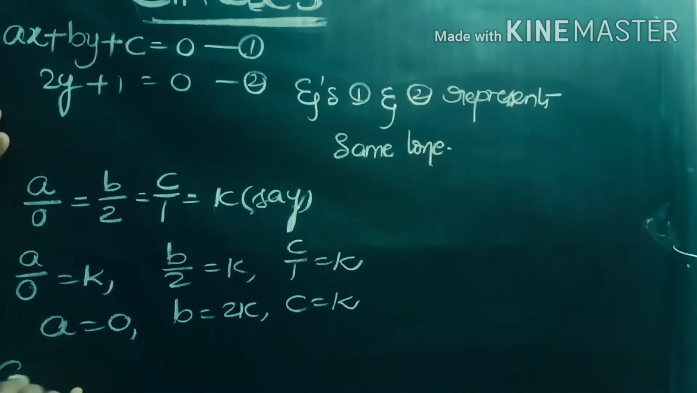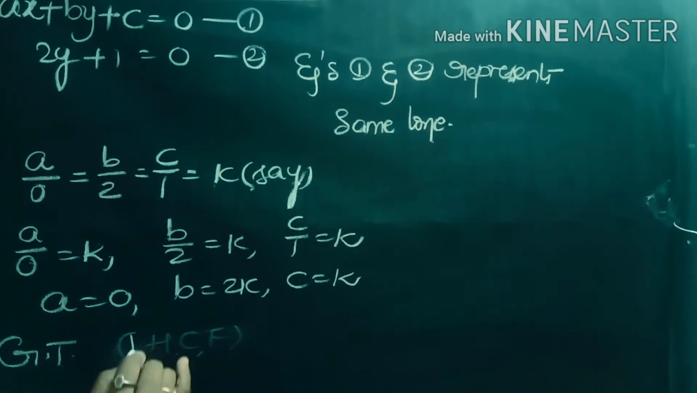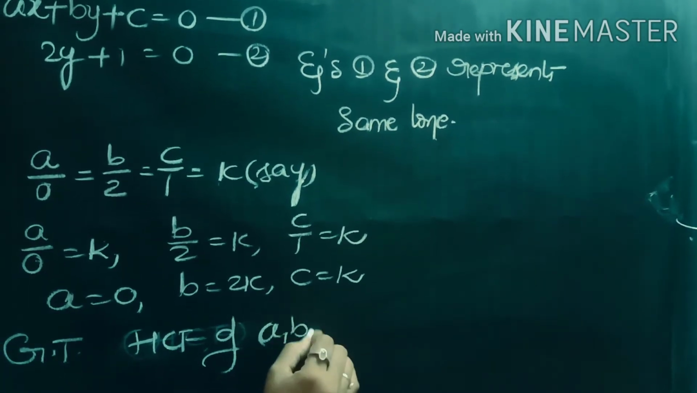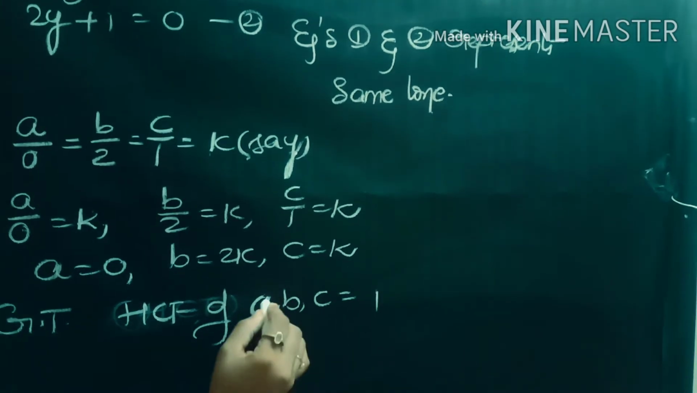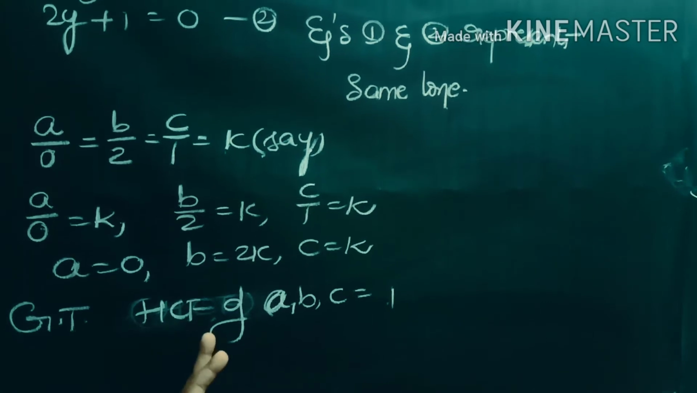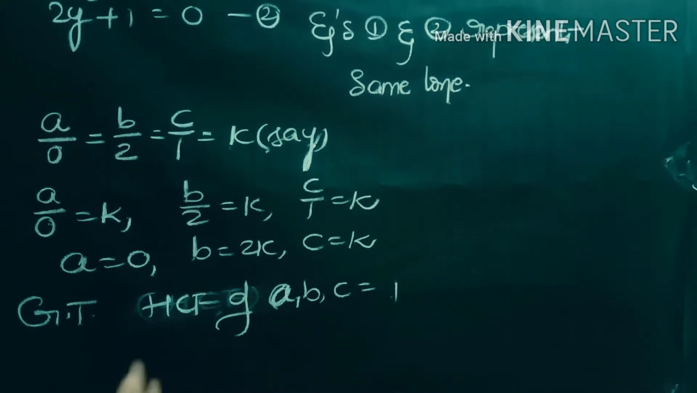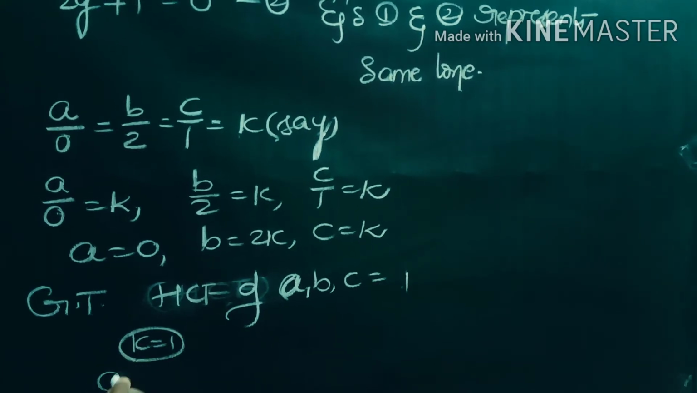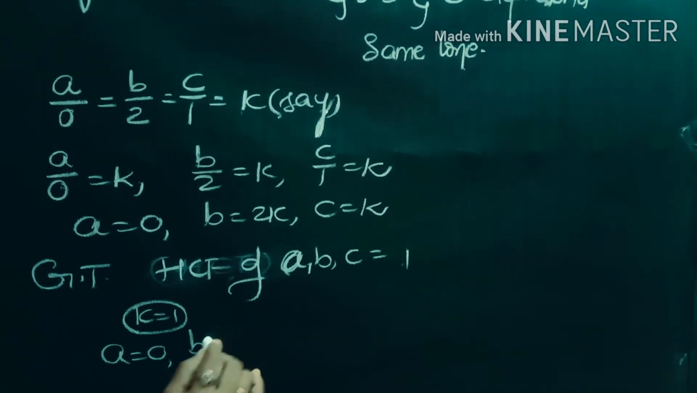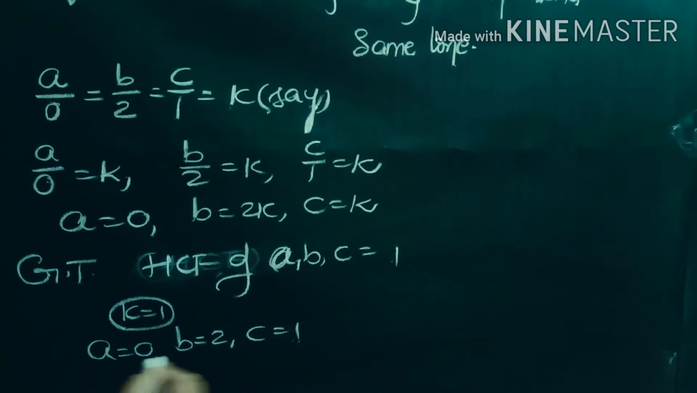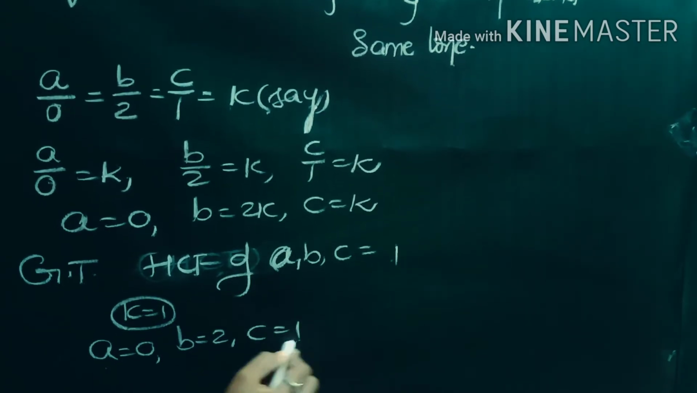And the condition already given is that the HCF of a, b, c is equal to 1. That means the highest common divisor of a, b, c is equal to 1. So when we take k equal to 1, we get the value of a equal to 0, b equal to 2, and c equal to 1. So in this case clearly the HCF of a, b, c is equal to 1.